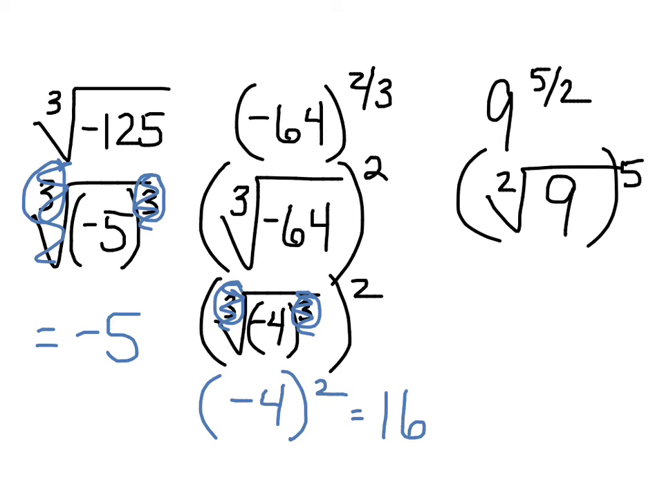Does anybody know what the square root of 9 is? What times what gives you 9? 3. Good. And what's 3 to the 5th? This is where a calculator is going to help you. Because 3 times 3 is 9, times 3 is 27, times 3 is 81, times 3 is the magic number. So basically what we need to know is what's 81 times 3.